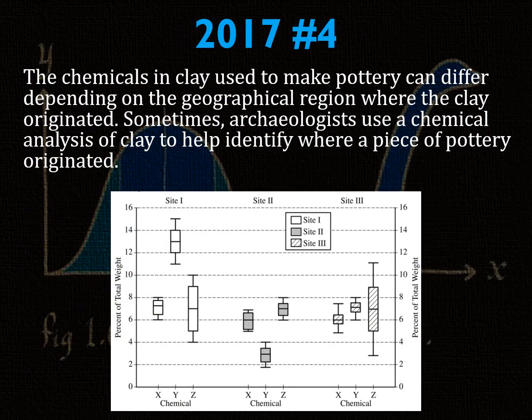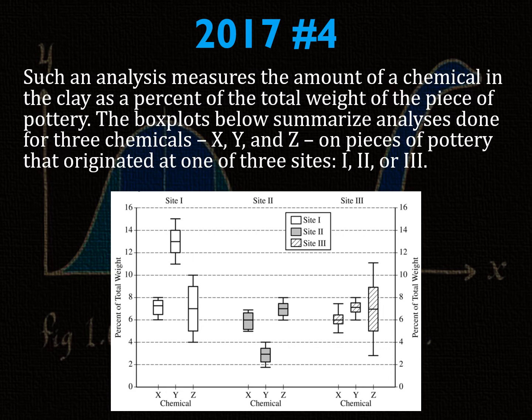Finally, 2017 number 4. The chemicals in clay used to make pottery can differ depending on the geographic region where the clay originated. Sometimes archaeologists use a chemical analysis of clay to help identify where a piece of pottery originated. Such an analysis measures the amount of a chemical in the clay as a percent of the total weight of the piece of pottery. The box plots below summarize analyses done for 3 chemicals X, Y, and Z on pieces of pottery that originated at one of 3 sites, 1, 2, or 3.